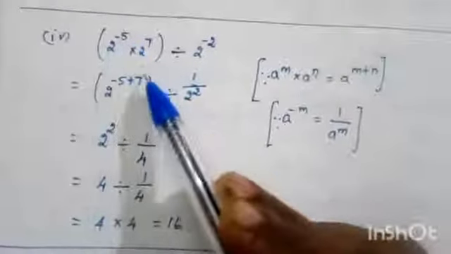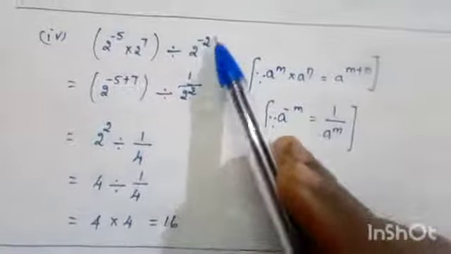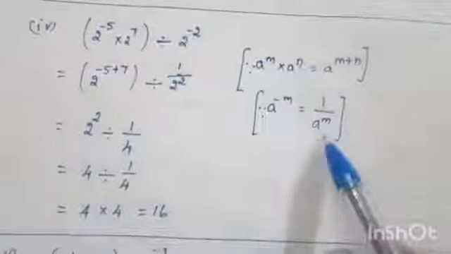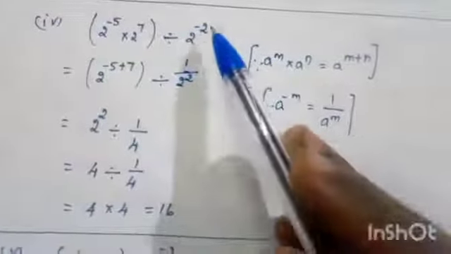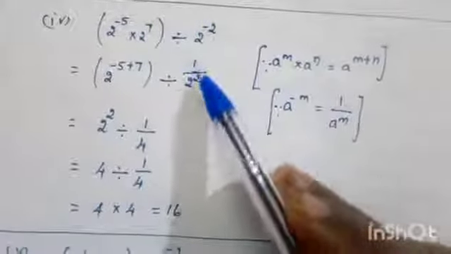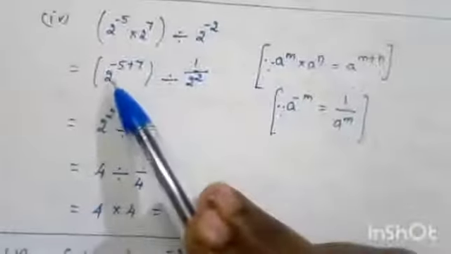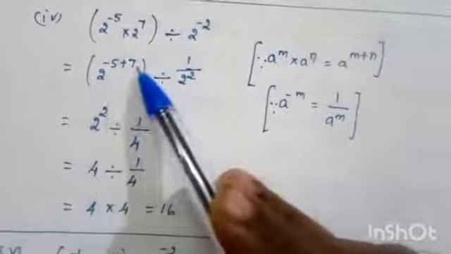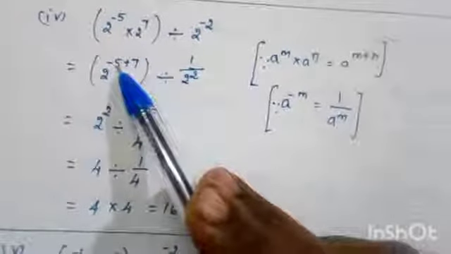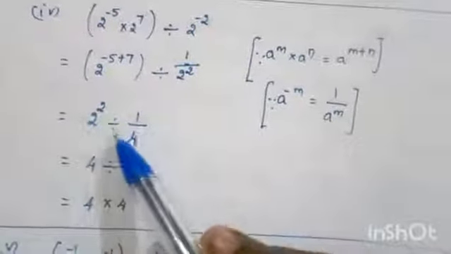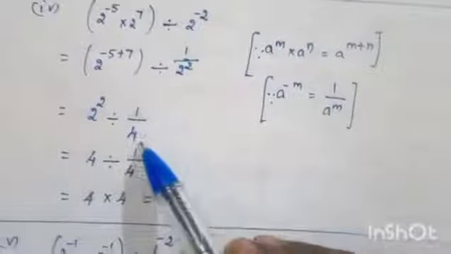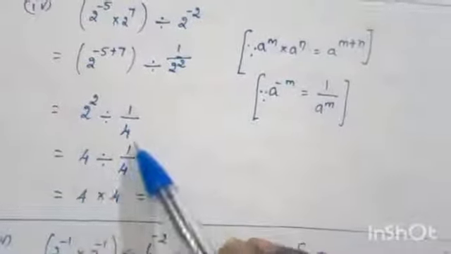That is minus 5 plus 7, divided by 2 power minus 2, which is written as 1 by 2 square, using a power minus m equals 1 by a power m. So you have to add minus 5 plus 7. 7 minus 5 is 2, and the bigger number's sign is plus. So 2 square divided by 1 by 2 square. 2 square is 4, and 1 by 2 square value is 1 by 4. So 4 divided by 1 by 4.